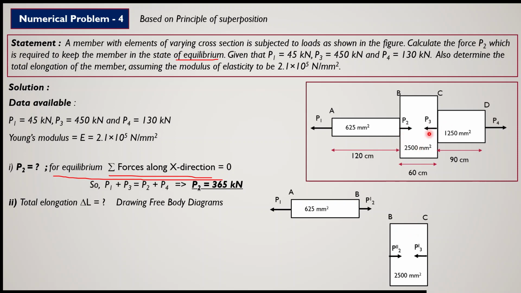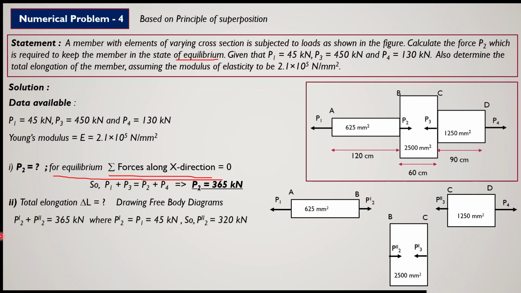Similarly, P3 force is acting at junction C, so we have considered it as P3 dash, and for the member CD, you can consider it as P3 double dash, similar to the previous case. Here P3 dash plus P3 double dash will be equal to P3. So P4 is the final force. These three members, actually we have divided a member into three components as per their cross section area, so we can easily understand it and solve the problem based on the principle of superposition.